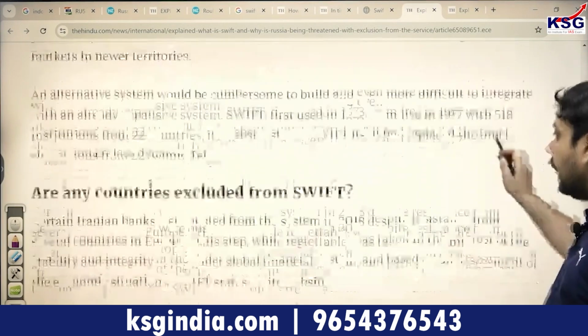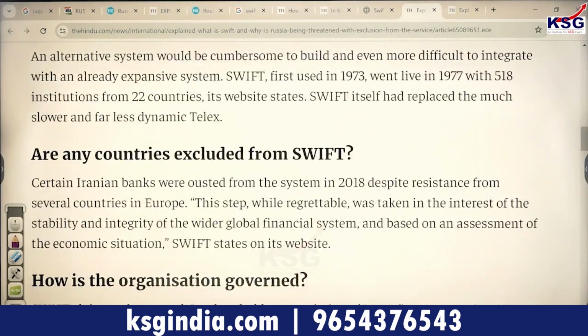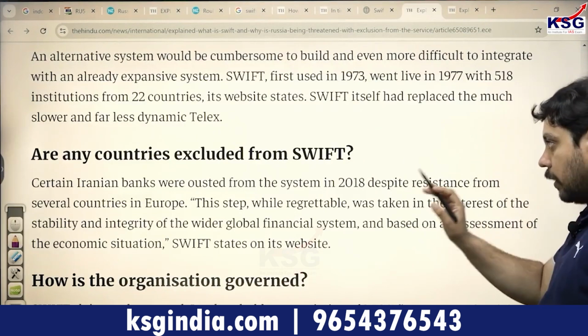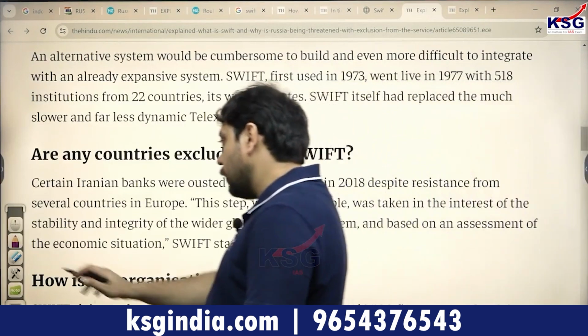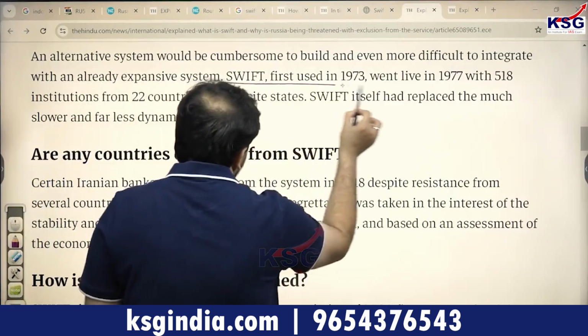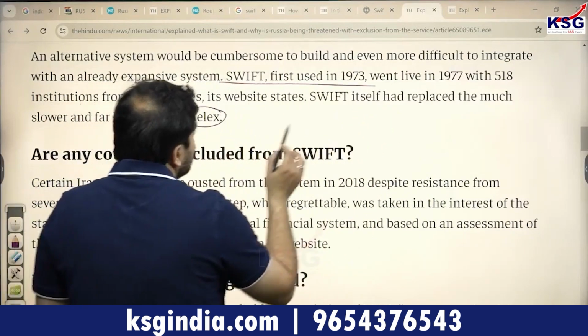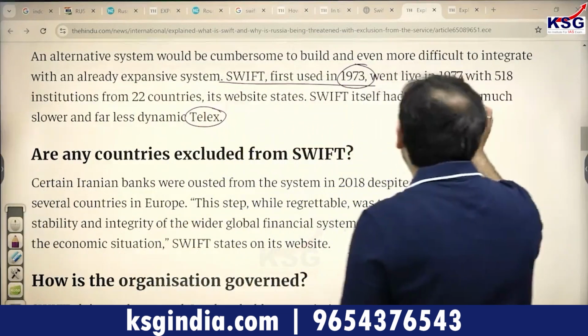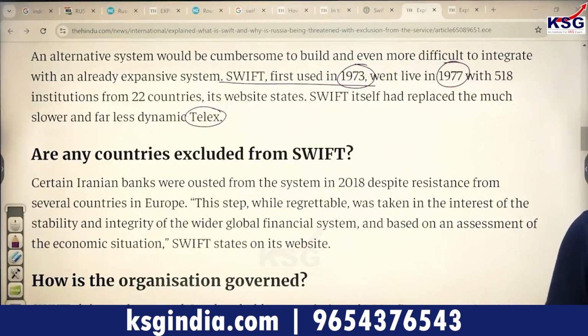SWIFT, first used in 1973, went live in 1977 with 518 banks from 22 countries. Its website states SWIFT itself had replaced the much slower and less dynamic system called Telex. So Telex was the predecessor of SWIFT, and the date of the first usage of SWIFT is 1973, and it went live in 1977. So these are just points. I hope that you're taking notes somewhere in your notebooks to get a sense with regard to the current updates upon the prelims part. Class, I hope you're taking some amount of notes on these figures.